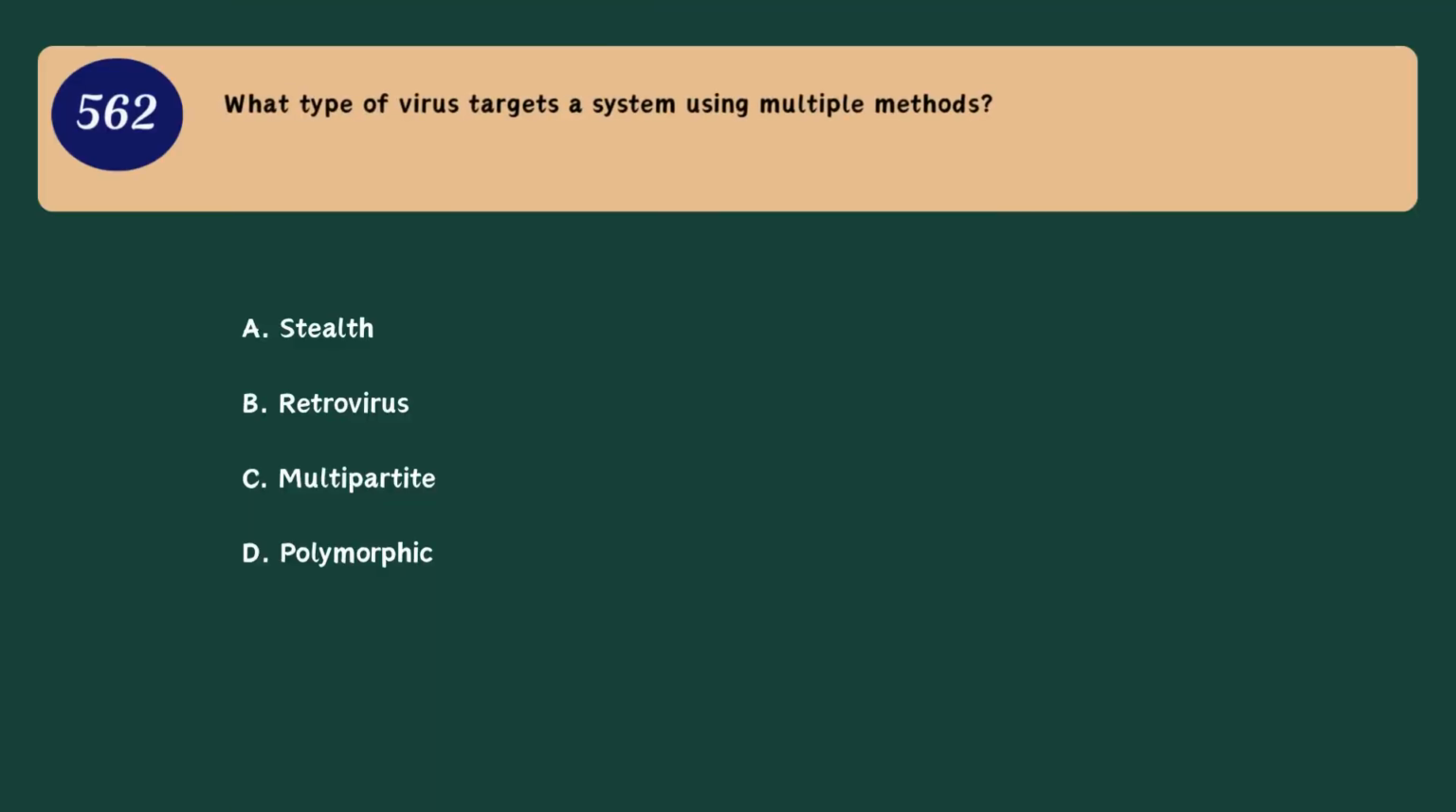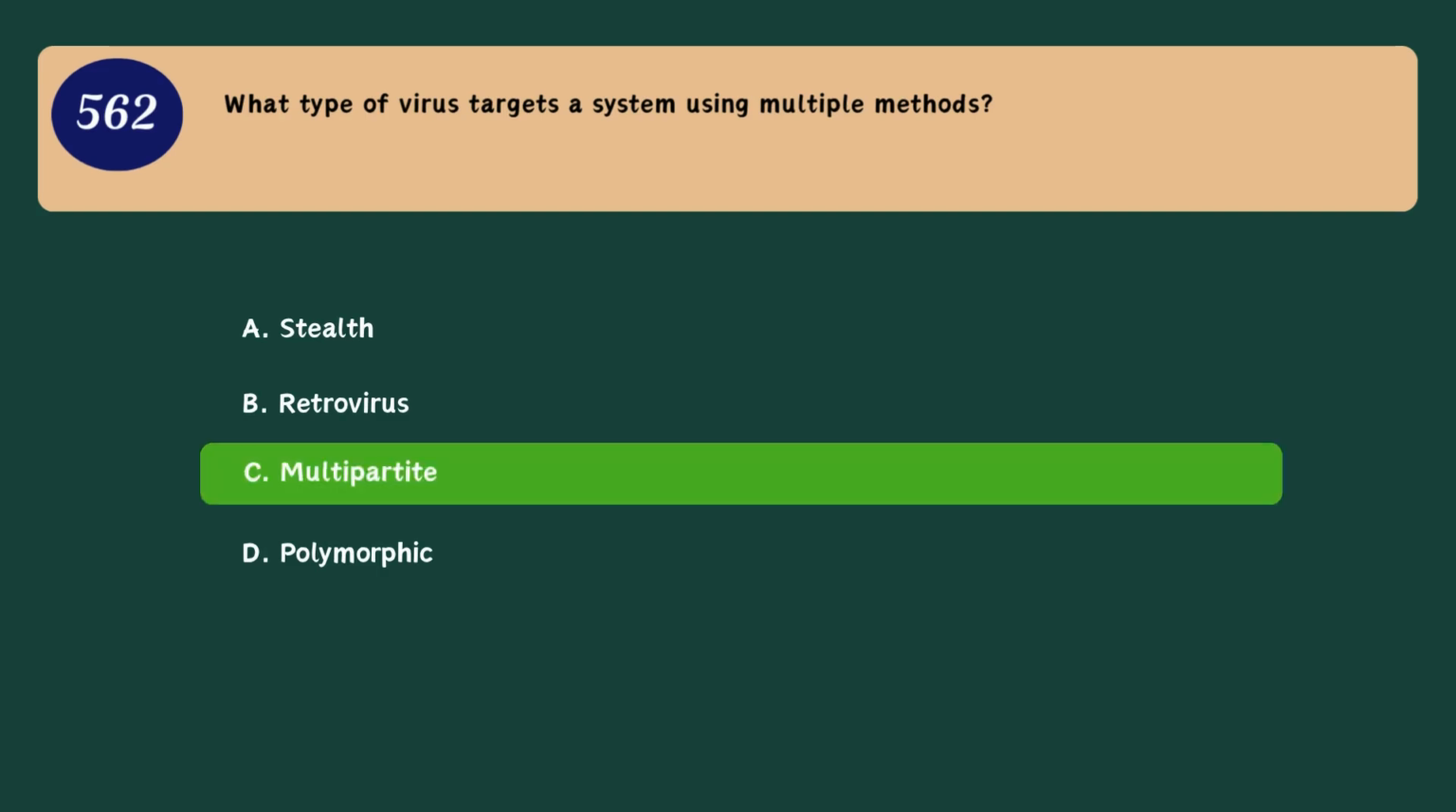Question 562. What type of virus targets a system using multiple methods? A. Stealth. B. Retrovirus. C. Multipartite. D. Polymorphic. Correct answer. C. Multipartite.